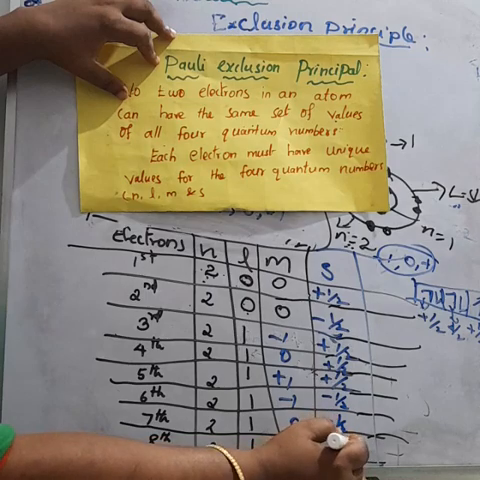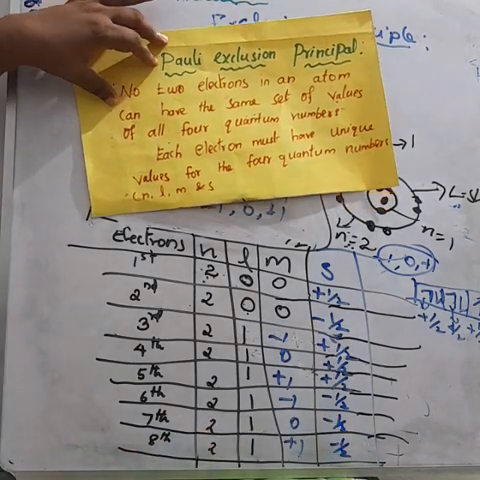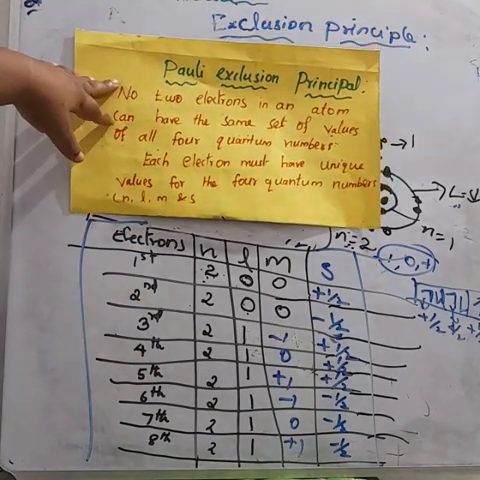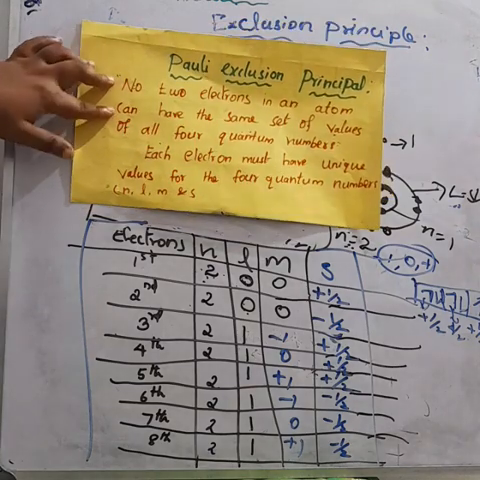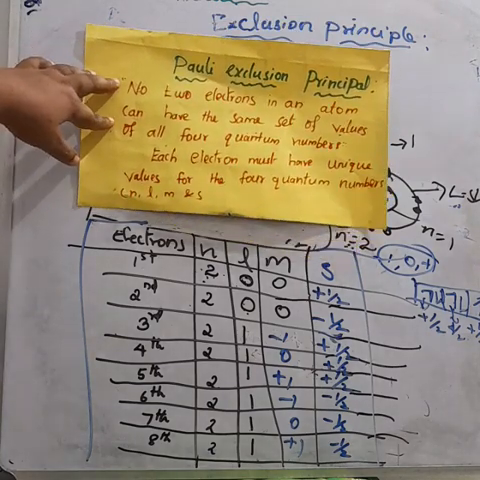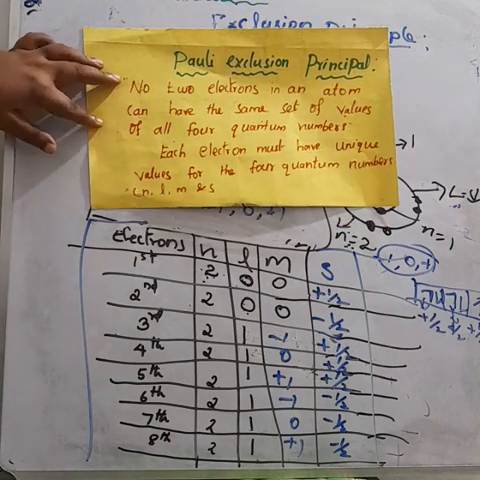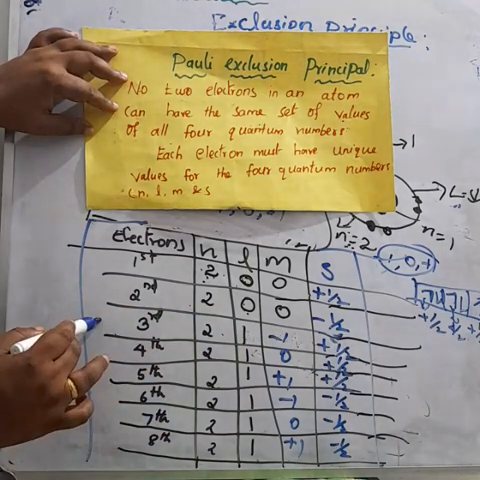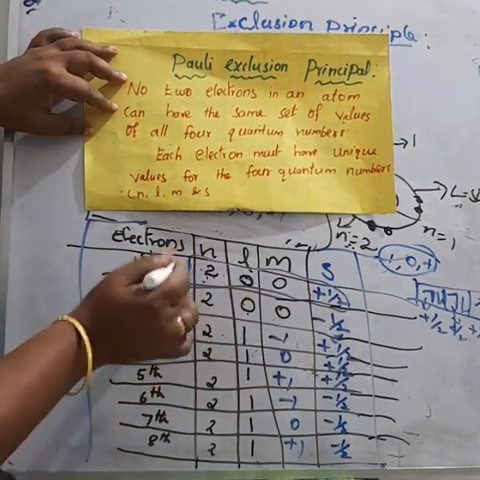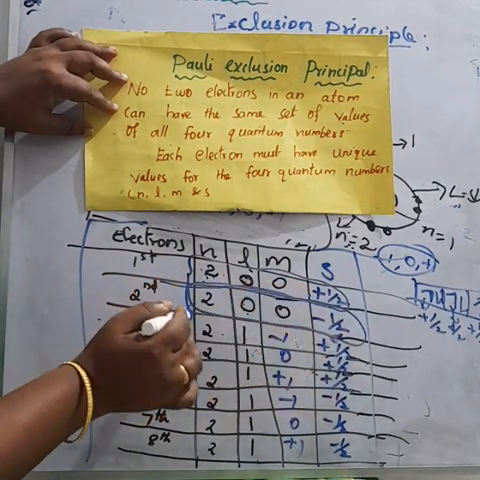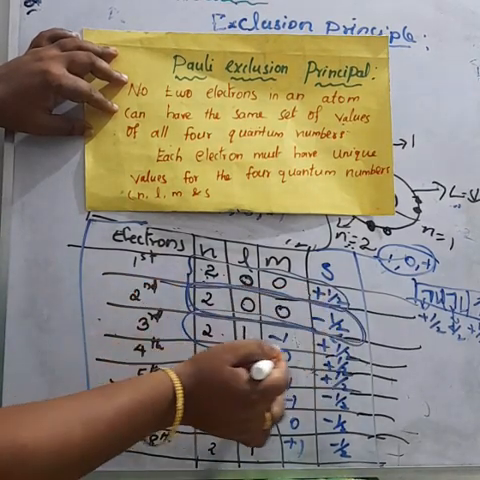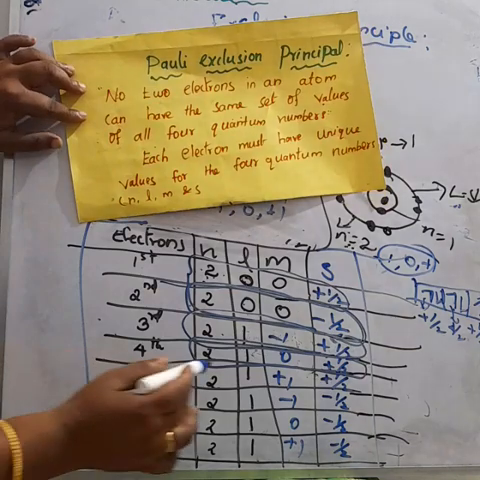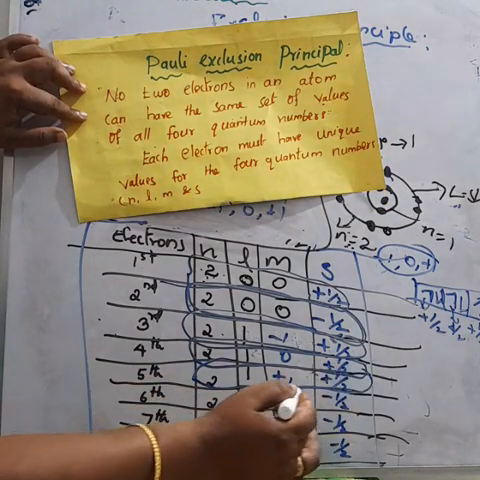These are the 4 quantum number values for the 8 electrons in the L shell. Understood now? You see, each electron has a unique value for the 4 quantum numbers. This is Pauli's exclusion principle.